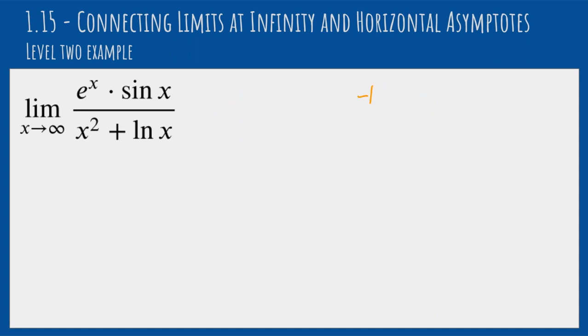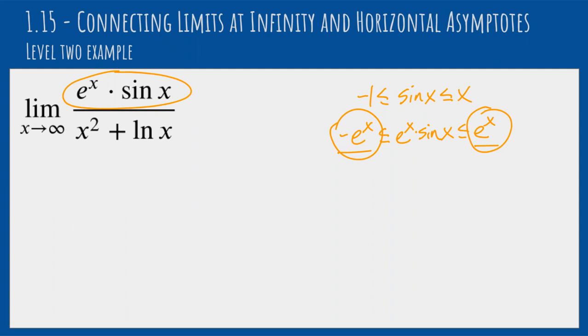Our next example here is kind of similar. The difference here is that we have that e to the x times sine of x in there. So I'm going to start with this inequality that I just had and multiply all three parts by e to the x. Now, e to the x is a positive number, so my inequality is not going to flip. So what I know is this top here is going to oscillate just like the sine function oscillates, except instead of between -1 and +1, it's going to oscillate between negative e to the x and e to the x, which means as x gets really big, this is going to be a really big negative number, and this is going to be a really big positive number.